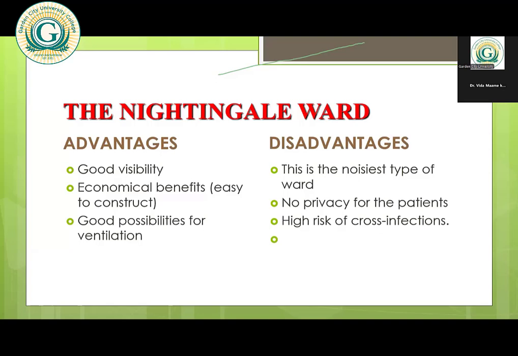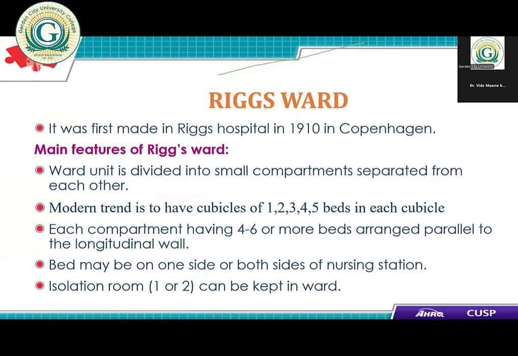So then we also have the Rigs ward. It was first made in Rigs Hospital in 1910 in Copenhagen. And these are the main features. Ward unit is divided into small compartments separated from each other. Modern trend is to have cubicles, that is, we have 1 to 5 beds in each cubicle. Each compartment has 4 to 6 or more beds arranged parallel towards the longitudinal wall. Beds may be on one side or both sides of the nursing station.